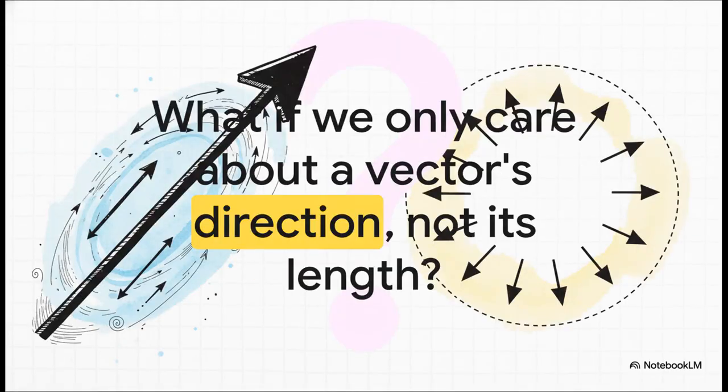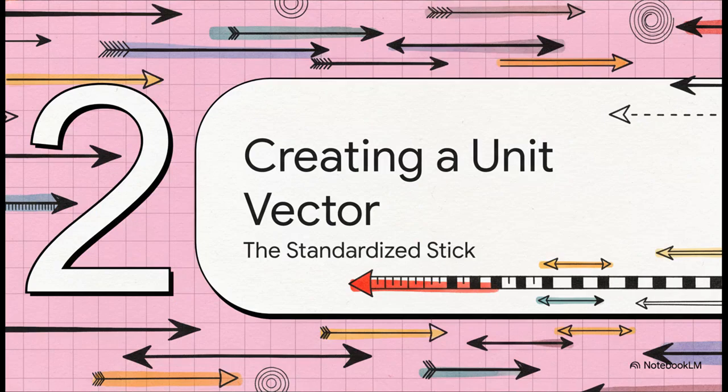Okay, so that's all fine and good, but it brings up a really important question. Every vector has a direction and a length, right? A magnitude. But what if we only care about the direction? What happens when the length just gets in the way? Or what if we need all our vectors to be the same length? And that, my friends, is where the hero of our story comes into play. We need a way to create a unit vector.